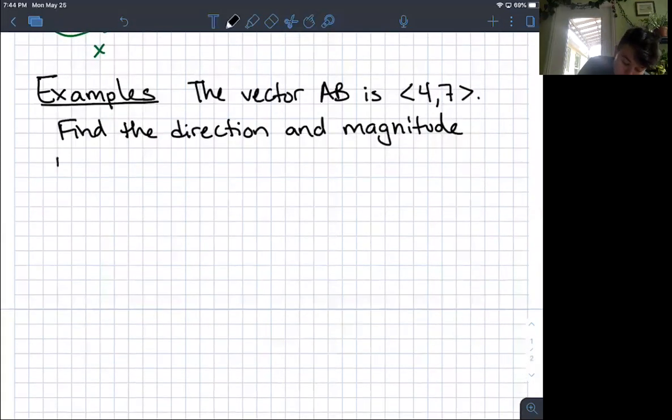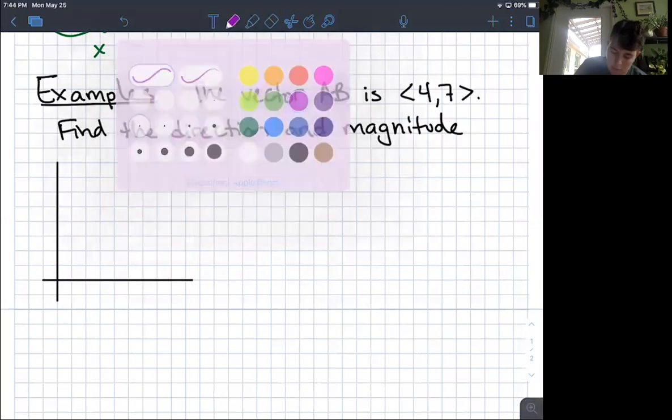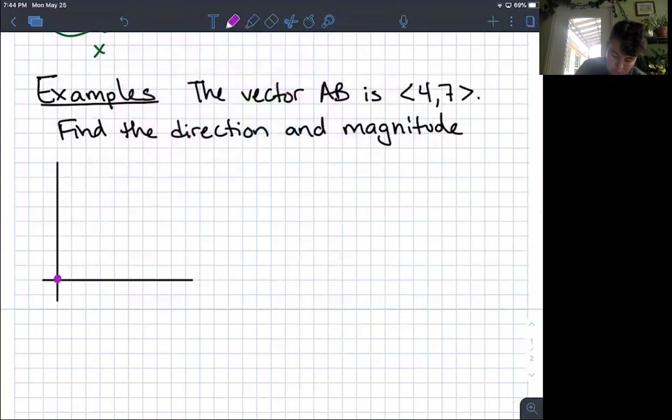Okay, I'm going to walk through this real quick. It's ⟨4, 7⟩. So I'm going to put my vector in purple. Let's go 1, 2, 3, 4 over, and 1, 2, 3, 4, 5, 6, 7 up. So that is a lovely representation of my vector. And it is vector AB, so I'll label it right there.